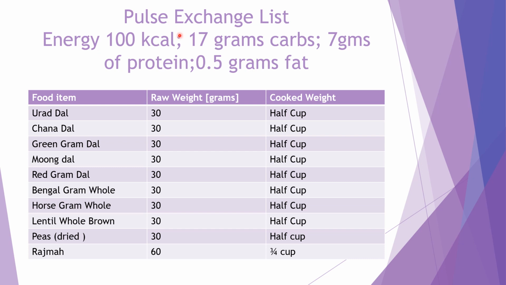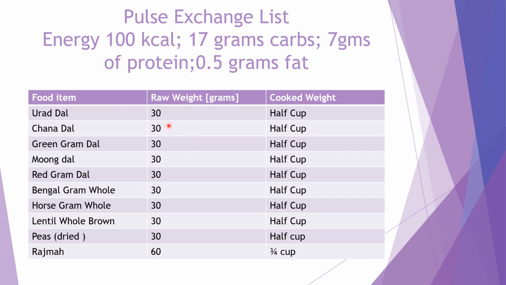Next, the pulse exchange. The pulse exchange also provides the same 100 calories, with 17 grams of carbohydrate, 7 grams of protein and 0.5 grams of fat. So pulses are usually good sources of protein. Here you can see urad dal, chana dal, green gram dal, moong dal, red gram dal, Bengal gram dal, and different horse grams.